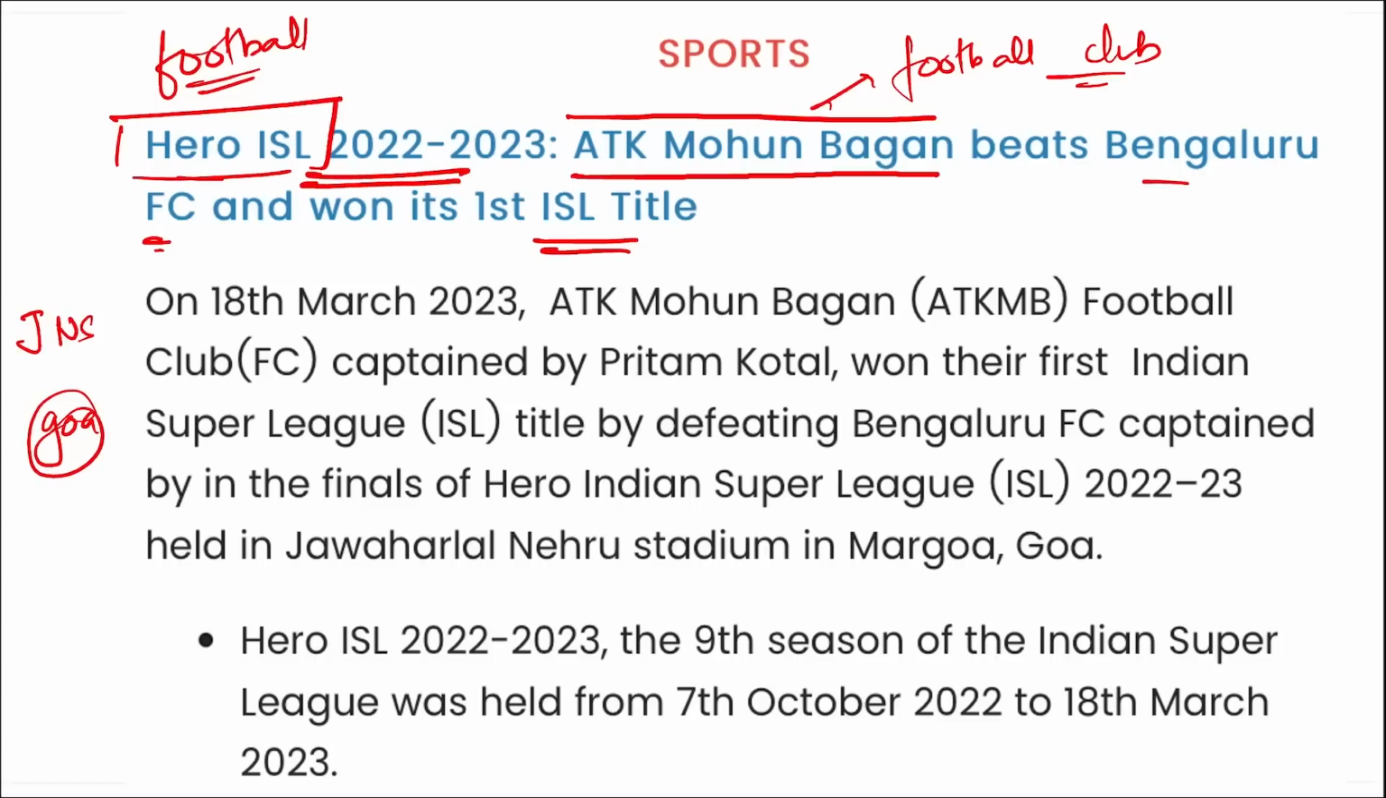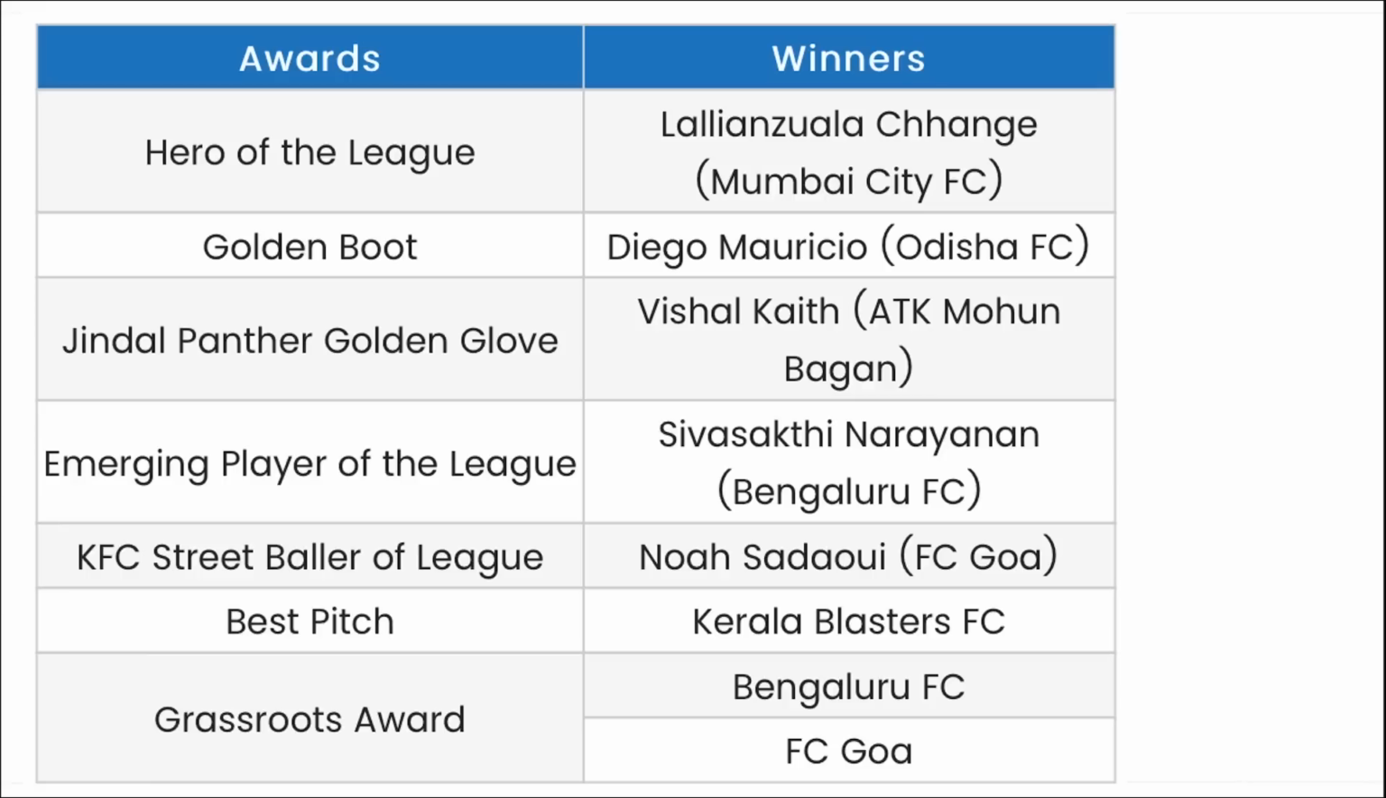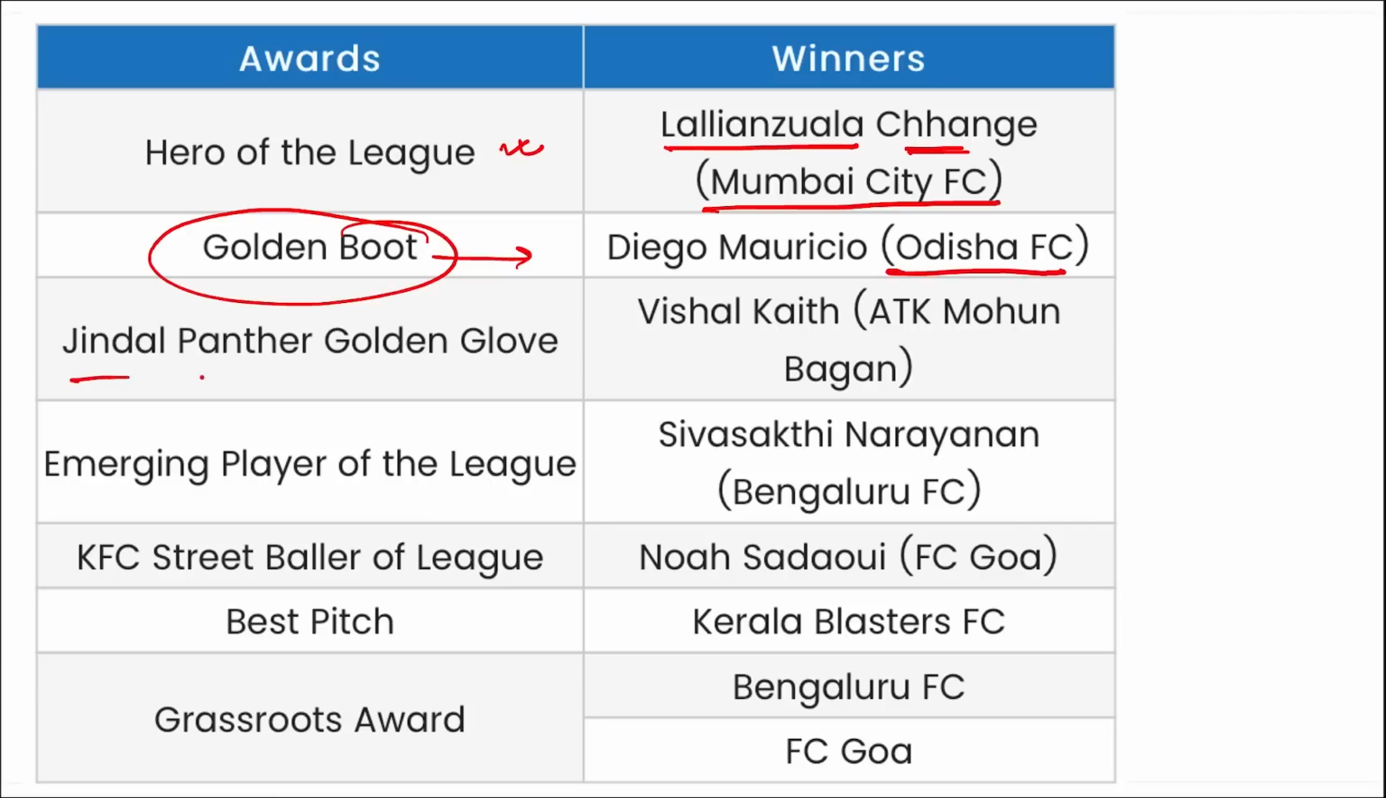Here you can see the hero of the league. The award for the hero of the league goes to Lallianzuala Chhangte, who is from Mumbai City Football Club. The Golden Boot goes to Diego Mauricio of Odisha Football Club. The Golden Glove goes to Vishal Kaith for ATK Mohun Bagan. Similarly, you can see all the awards that were given.